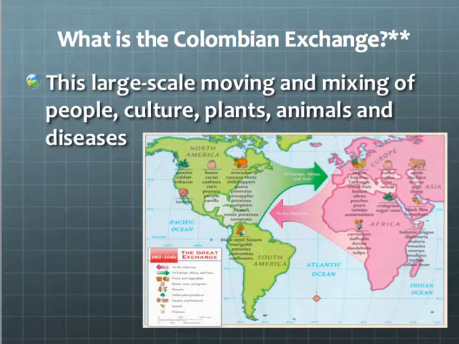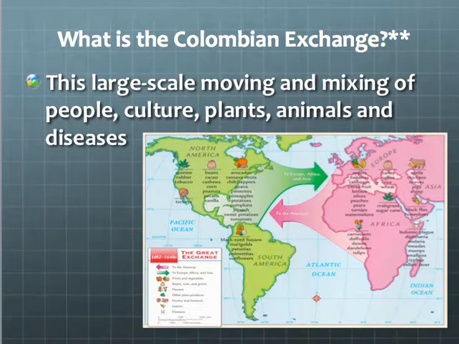What is the Columbian Exchange? This is a large-scale moving and mixing of people, cultures, plants, animals, and diseases. Okay, there's a map here. There are also several maps on your PowerPoint. There's a crash course video on YouTube and there's lots of these maps. There's lots of things that belong on one side of the ocean that are mixed now across the other side.